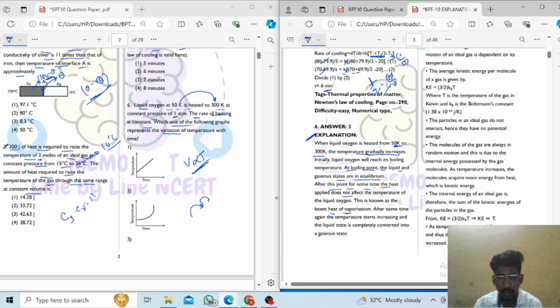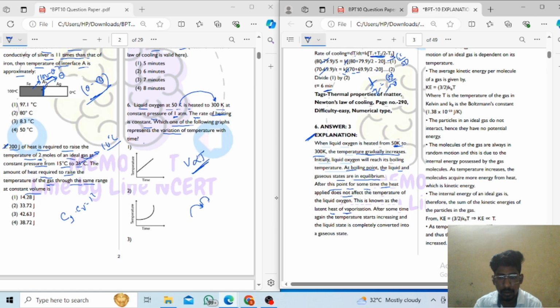Okay, question number 7. When the temperature of an ideal gas is increased, its molecular kinetic energy increases. There is a formula, right? The temperature is related to the kinetic energy of the molecules, and the velocity of the particles is directly proportional to the square root of the temperature. Okay, this is the formula.